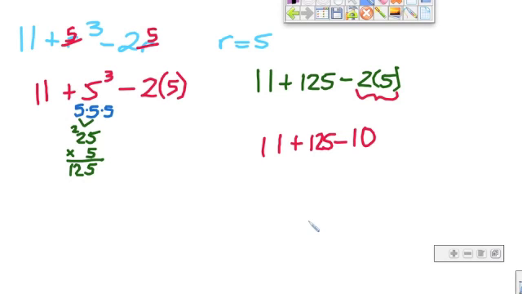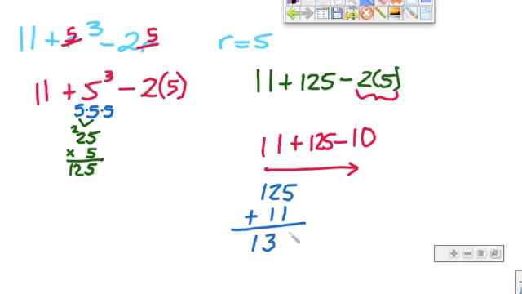Okay, now D. I don't have any division. So A, addition and subtraction from left to right. So I'm going to go from left to right. So I'm going to first add these and then subtract the 10. So it's going to look like this. We're going to have 125 plus 11, which gives you 136.